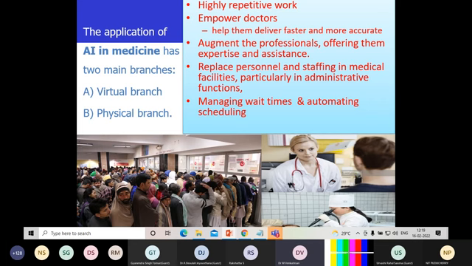Mostly it is highly repetitive work. Always you have to empower the doctors, helping them deliver faster and more accurate results. Augment the professionals, offering them expertise and assistance if you have this AI-powered IoT. Replace personnel and staffing in medical facilities, particularly in administrative functions. By using these IoT devices you can record their details, so that it will manage waiting times and automate the scheduling. That is the ultimate aim.